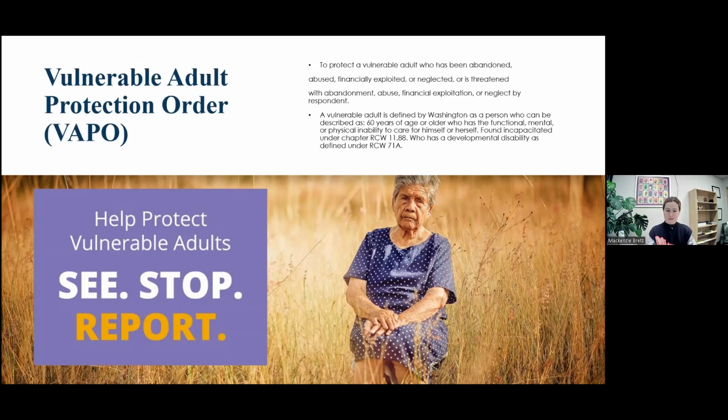So typical cases of this are where we see someone who has a health condition, who is maybe living in a home, and either a family member or someone of a similar relationship is maybe spending the vulnerable adult's money or using the vulnerable adult's medical condition against them in some way.